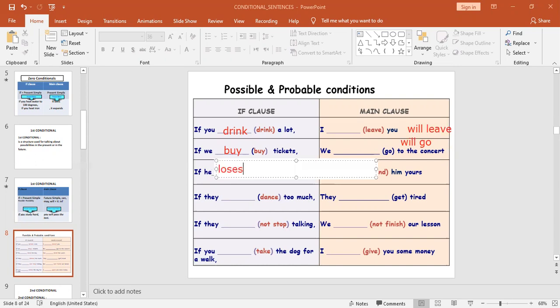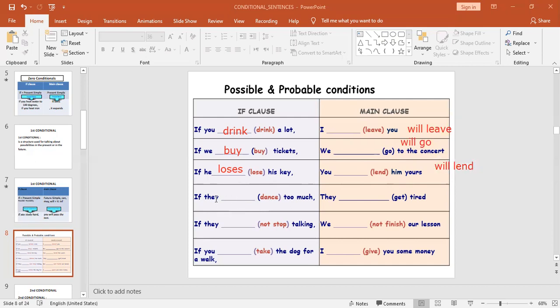If he loses his key, because this is at present, I have "lose" here between brackets, and here we have "he" at present, and it is an absent pronoun, so I must add s to the verb. If he loses his key, you will lend him yours.